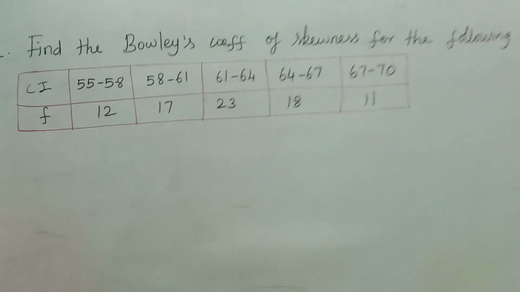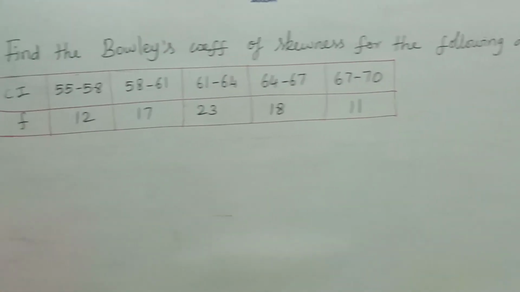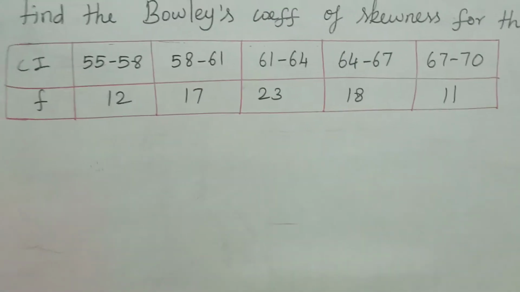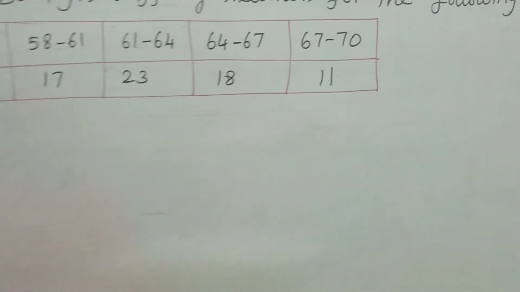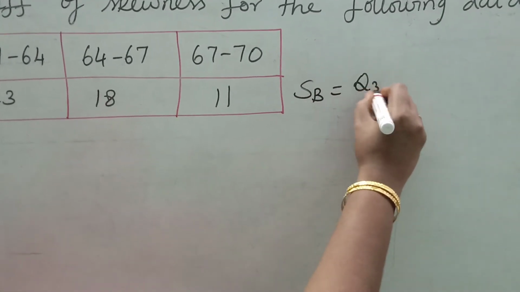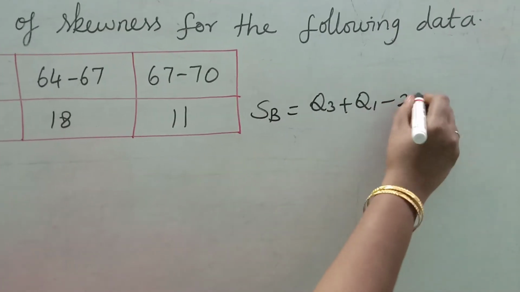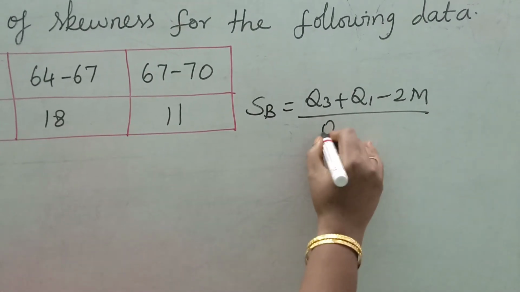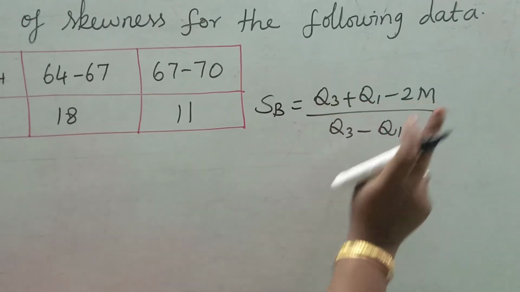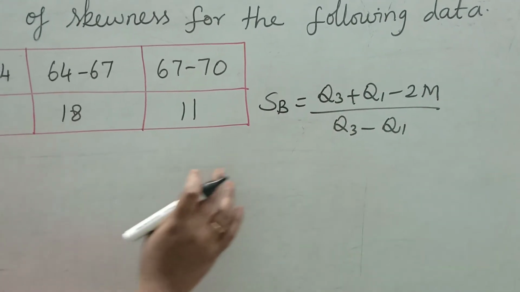Find the Bowley's coefficient of skewness for the following data. This is a continuous data. We see the formula first. Bowley's coefficient of skewness formula is Q3 plus Q1 minus 2 median divided by Q3 minus Q1. We are going to find Q1, Q3 and median. First we form the tabular column.